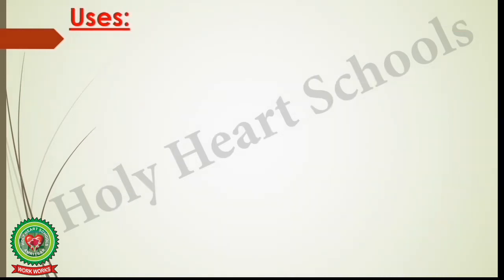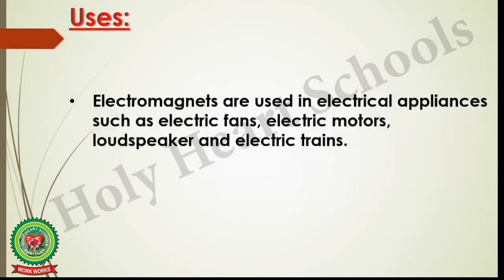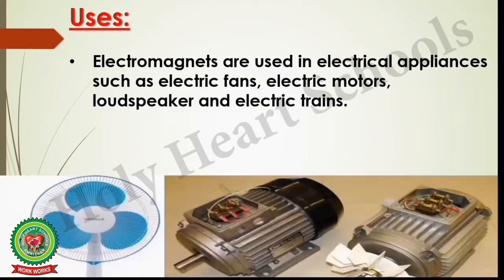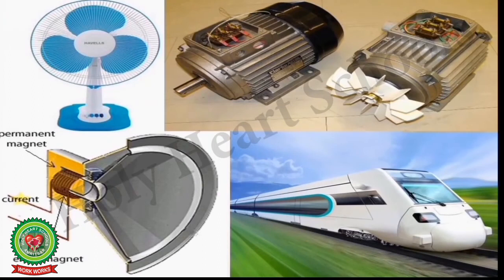Let us discuss various uses of electromagnets. Electromagnets are used in electrical appliances such as electric fans, electric motors, loudspeakers and electric trains.